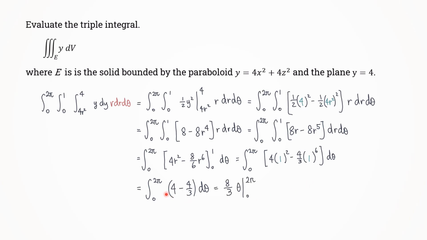And then we integrate with respect to theta, then we get theta evaluated from 0 to 2 pi, so we are going to get 16 pi over 3 as the final answer. Okay, so that's it for this problem.